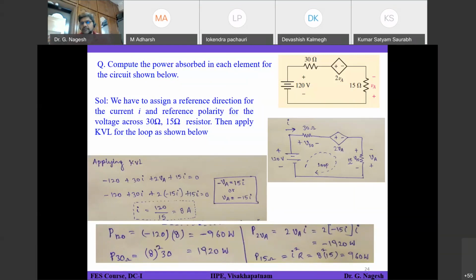After that, once the current direction is known, let's see this example. You are able to see my cursor, right? Yes, sir. Okay, so in this example, the current I have denoted in this fashion. I have marked this one as plus and this one as minus. For all resistors, you assume that the current flowing into a terminal makes it positive and the other terminal negative. This is the standard convention we are following.